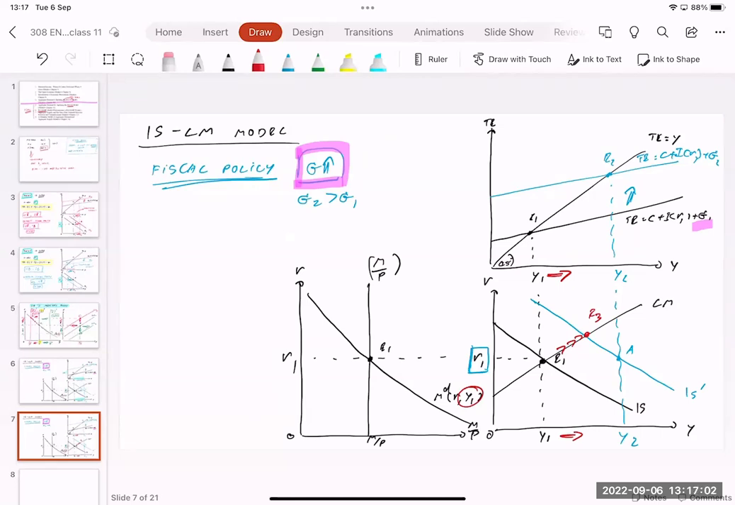It means that people have more money, right? People have more income. When GDP is increasing, people have more money. They're going to want to hold more money in their hands. So it means that the money demand is going to be increasing. How is it going to increase?